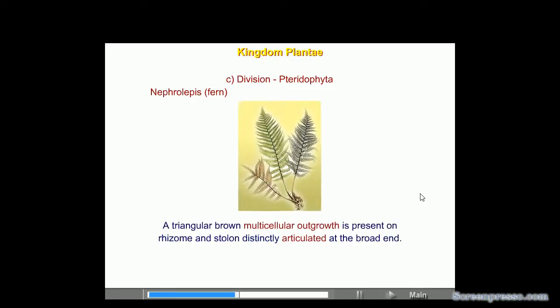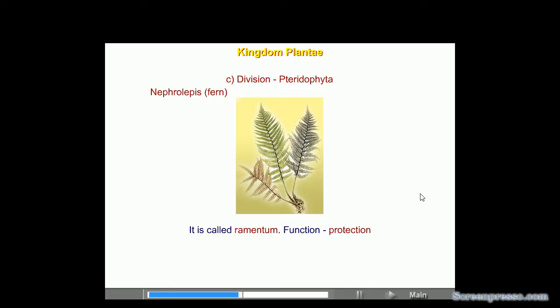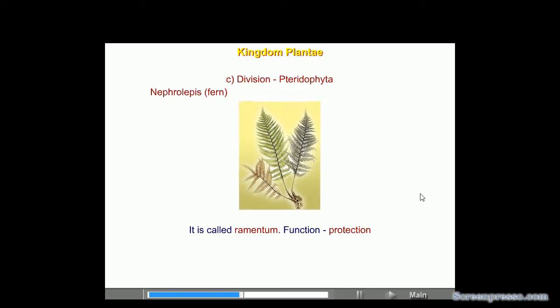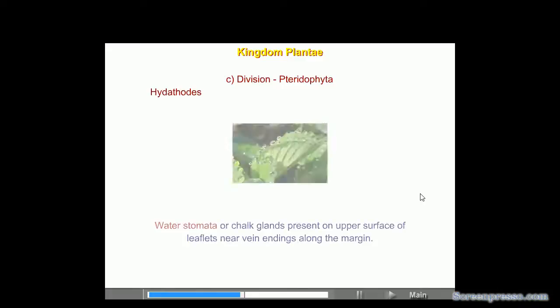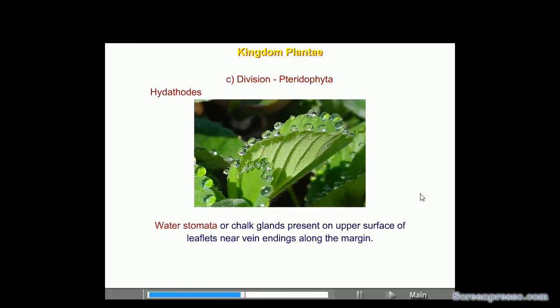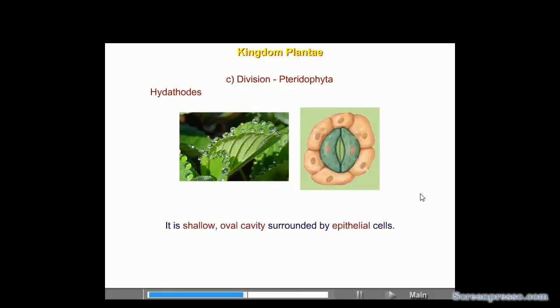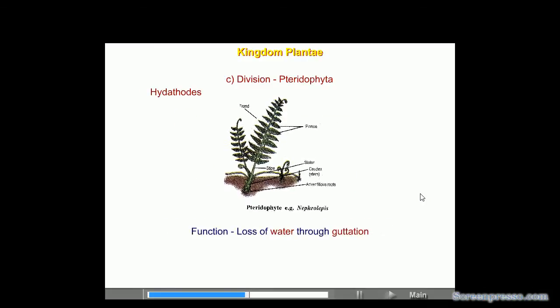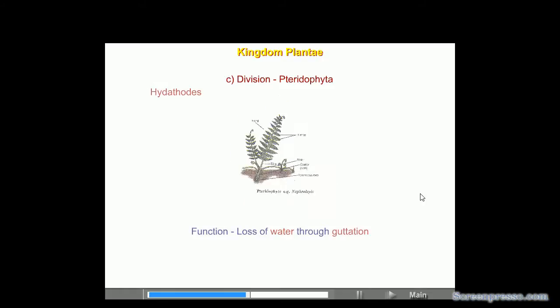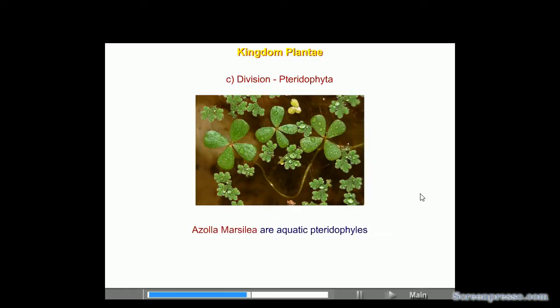A triangular brown multicellular outgrowth is present on the rhizome and stolon, distinctly articulated at the broad ends. It is called ramentum. Function: protection. Hydathodes, water stomata or chalk glands, are present on the upper surface of leaflets near vein endings along the margin. It is a shallow oval cavity surrounded by epithelial cells. Function: loss of water through guttation. Azolla and Marsilea are aquatic pteridophytes.